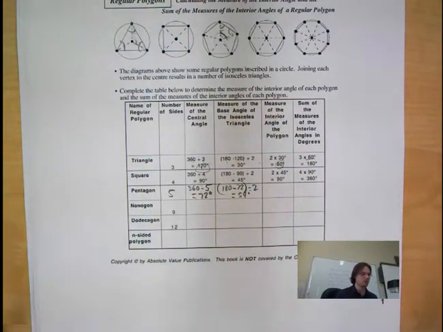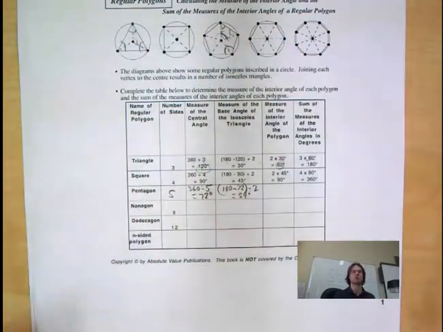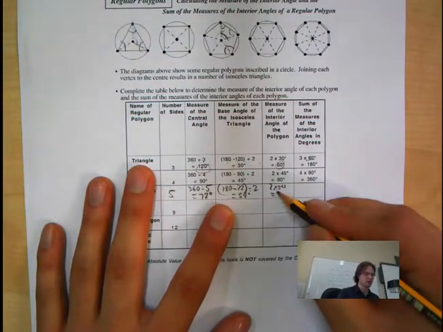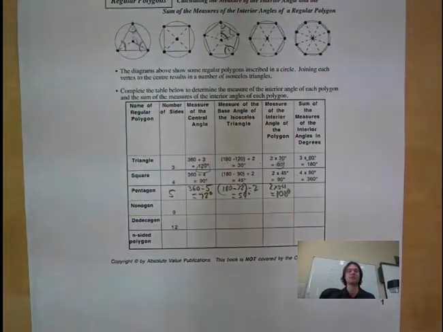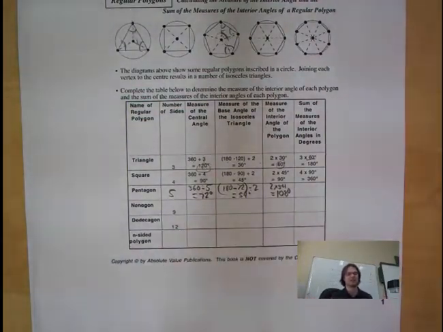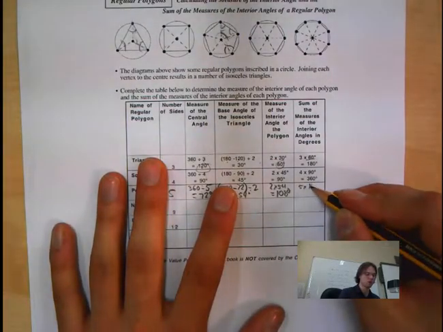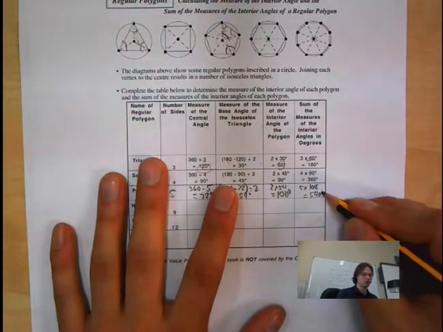Okay? Now, we know that these two angles are the same, right? And they're both base angles, so we multiply that by 2, and that will give me 108 degrees. So my interior angle is 108 degrees. Now a pentagon has 5 vertices, so 5 interior angles. So what is the sum of interior angles? 5 multiplied by 108, which will give me a total of 540 degrees.